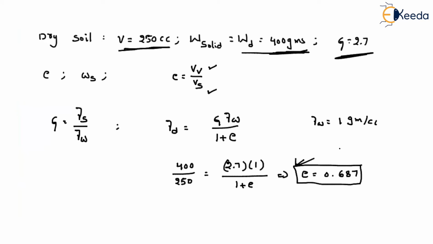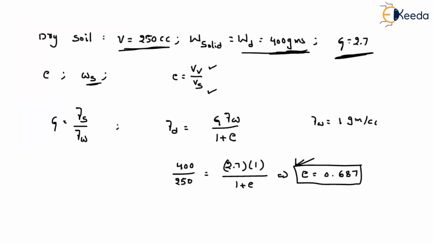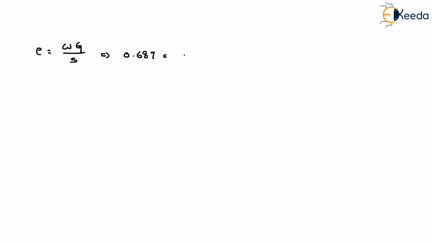Then what about the second part? I think shrinkage limit means all the air voids are completely filled with the water. So which relation can I use? I can use e equal to w into G divided by S. That implies the e value we just found is around 0.687. That will be equal to, we have to find its shrinkage limit.